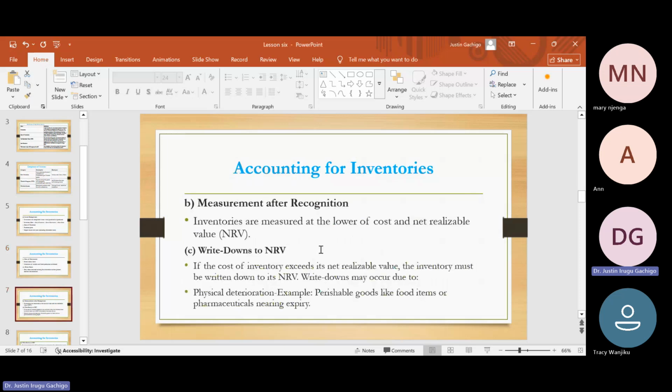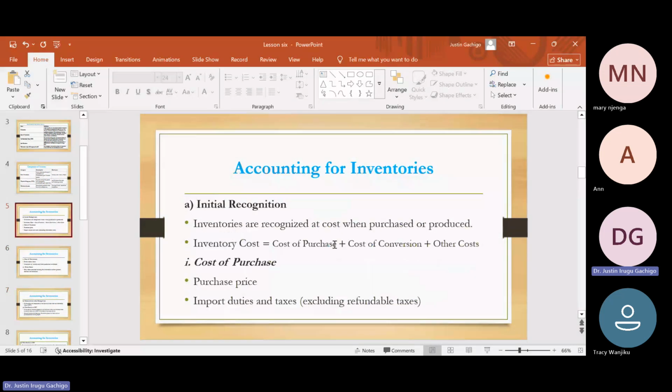Now, that first part is on the initial recognition. How do you recognize the asset initially? We have said this is the cost, and the cost includes everything that is associated with making that particular product a complete product. If it is a packet of unga, the cost is all the cost associated with making that packet of unga.